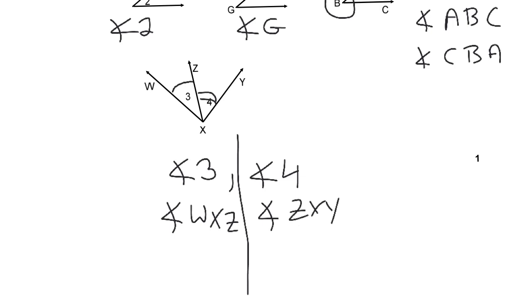Okay? But I also have this bigger angle, this one. Okay? So the bigger angle will be called angle WXY. Okay? And again, in this case, I have to use three letters because if you just call this angle X, you will be like, which one? Okay? I see more than one angle with the vertex X.